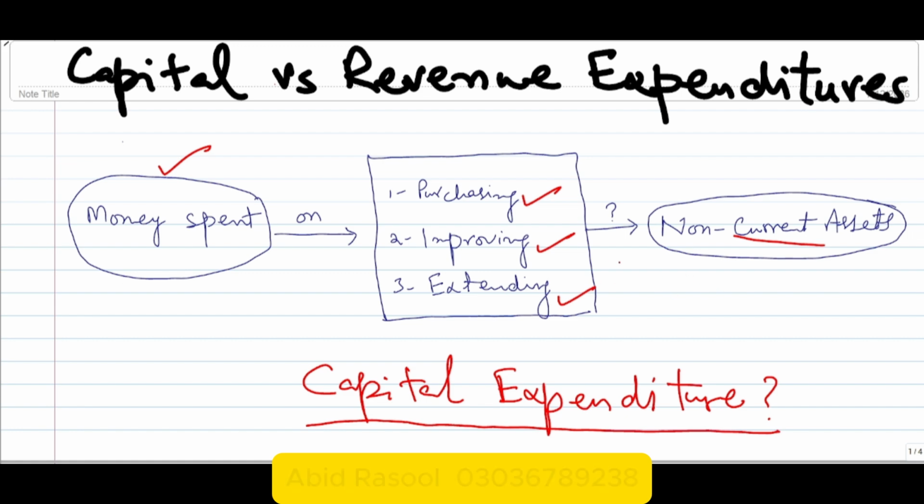But what types of expenditures will become non-current assets? When we purchase them, their cost, and any legal cost paid on them. Legal cost means, for example, the registration of a vehicle, the taxation paid, import duties paid on purchasing a machine. These are all buying costs, purchasing costs. Okay. Then improving or extending.